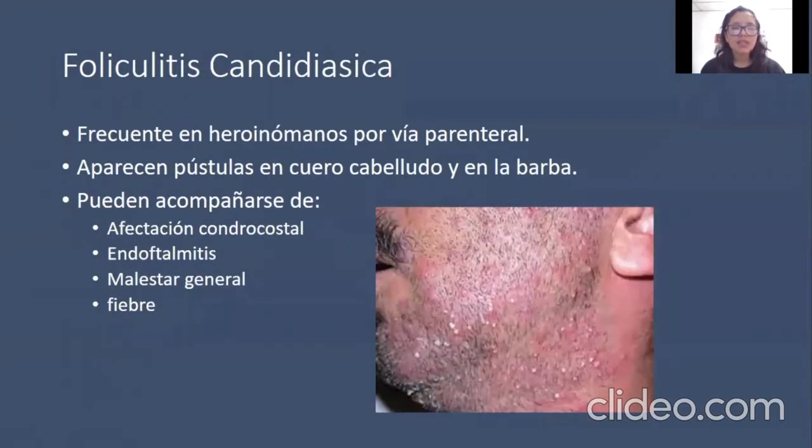Candidal folliculitis is frequent in parenteral heroin addicts. Pustules can appear on the scalp and beard and may be accompanied by chondrocostal involvement, endophthalmitis, general discomfort, and fever.